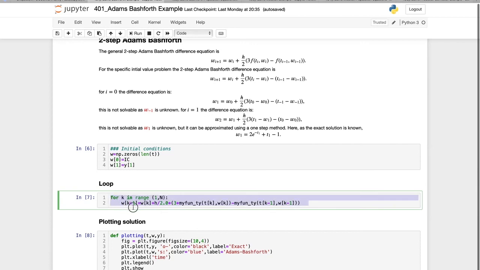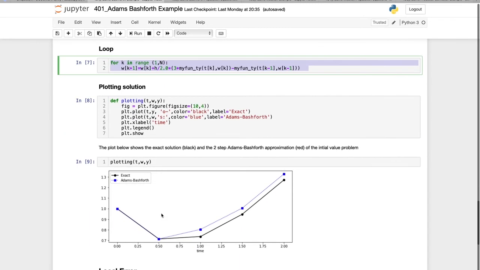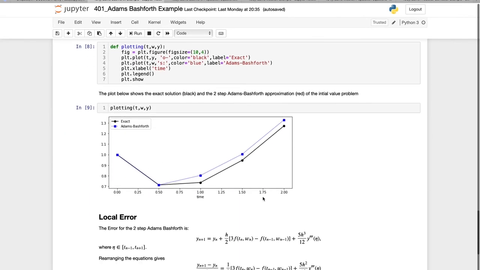The actual method is always only two lines. And it runs through the loop. And what we see here is a nice solution.